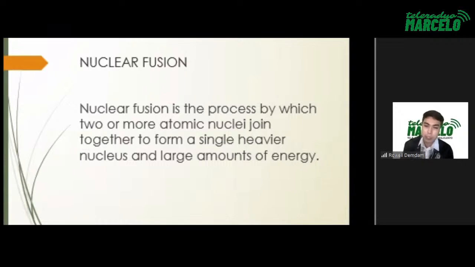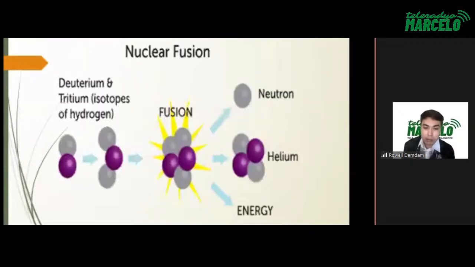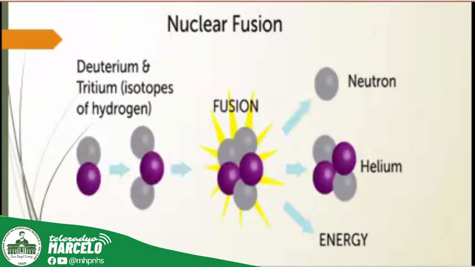Nuclear fusion is the process by which two or more atomic nuclei join together to form a single heavier nucleus and large amounts of energy. Most commonly, in the core of a star, two hydrogen atoms fuse to become a helium atom. Although nuclear fusion reactions require a lot of energy to get started, once they are going, they produce enormous amounts of energy.